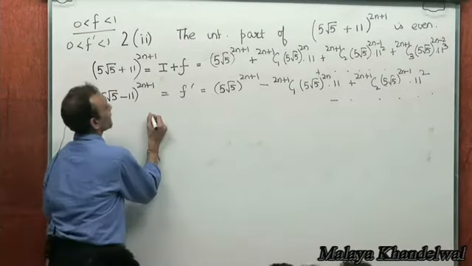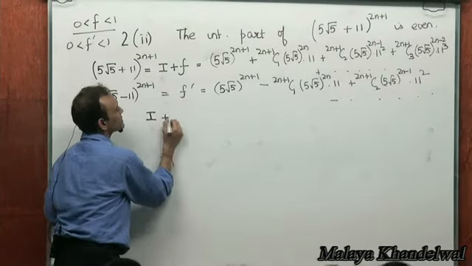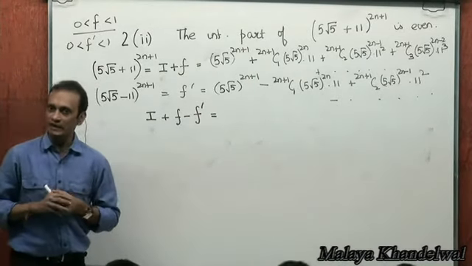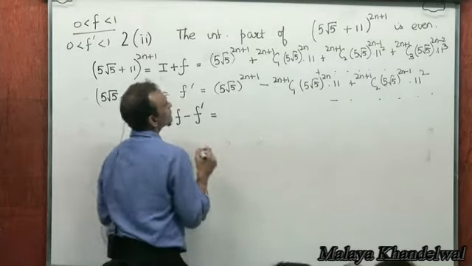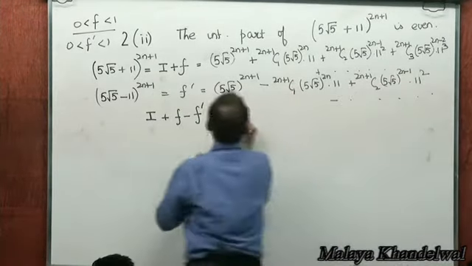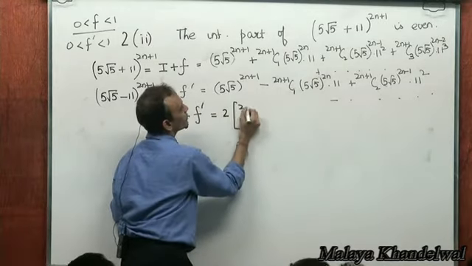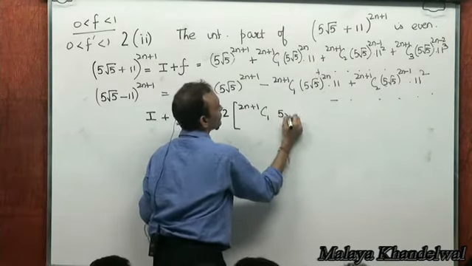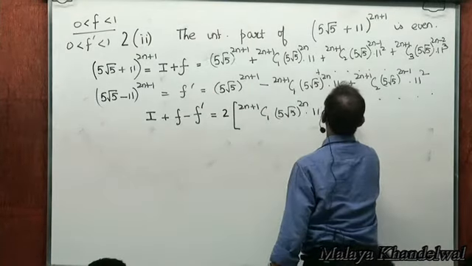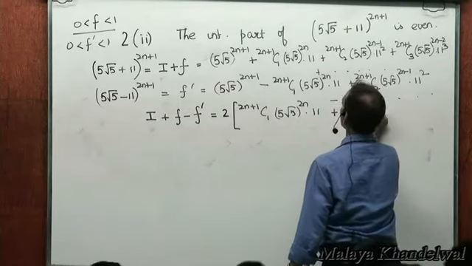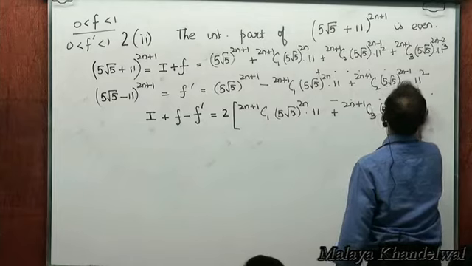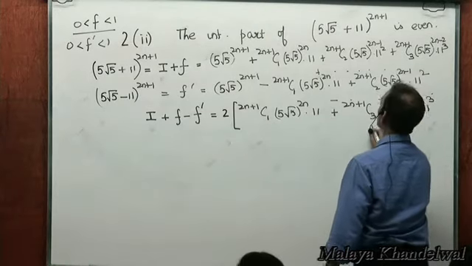So subtract: I plus f minus f prime, right? So twice this, twice C3, and so on and so forth. So twice 2n plus 1 C1, 5 root 5 to power 2n into 11. This is an integer, and then plus 2n plus 1 C3, 5 root 5 whole to power 2n minus 2 into 11 cubed, and so on and so forth.